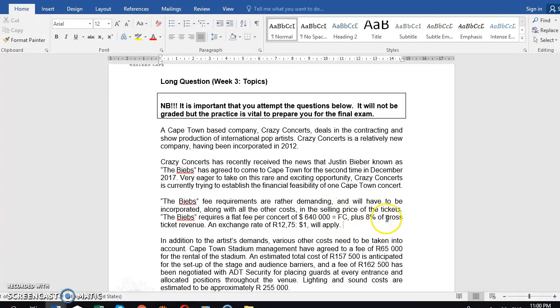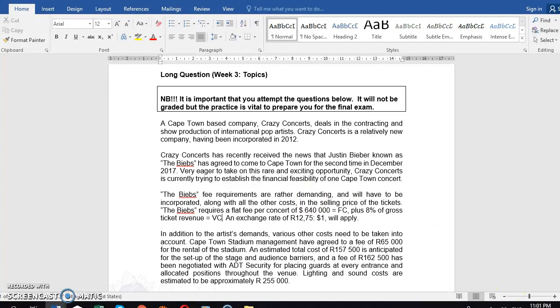Then there's 8% of gross ticket revenue. So this 8% will be, if one ticket is sold, 8% times one ticket. If 10,000 tickets are sold, it's 8% times 10,000 tickets. So this 8% will be a variable cost. Alright, so it's words, but from these words I take out what the fixed cost is going to be and what the variable cost is going to be.